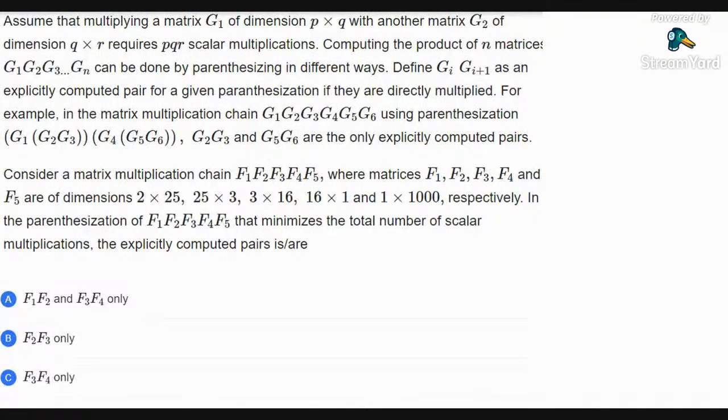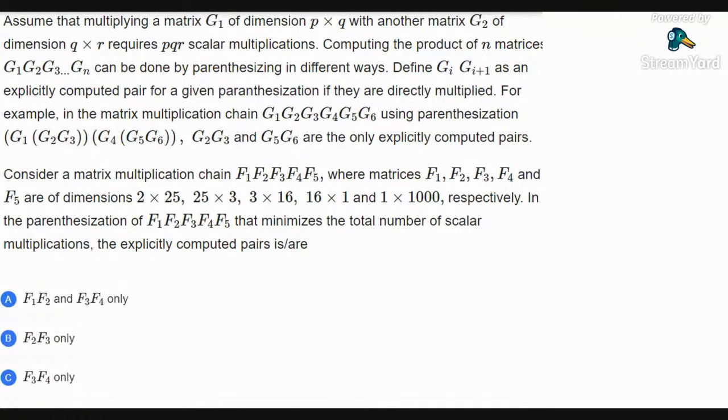If we multiply third and fourth, how many multiplications are required? It is 3 cross 16, and it is 16 cross 1. So if I multiply this, how many multiplications are required? 3 cross 16 cross 1. Total, only 48 multiplications are required.